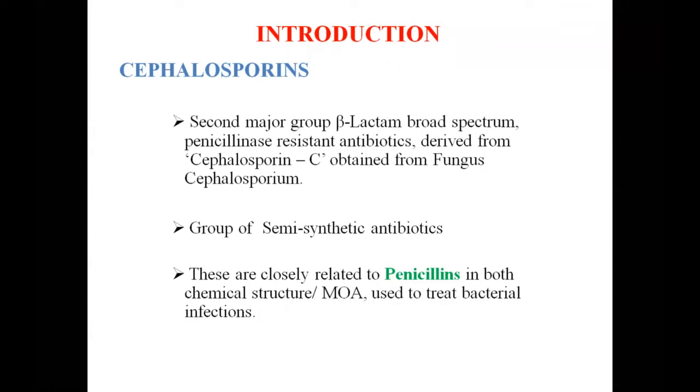So today we'll have a discussion of the first three generations of the cephalosporins, and in the next lecture we will discuss the fourth and the fifth generation in detail. So these cephalosporins, they are beta-lactam antibiotics, meaning thereby that they are closely related to the penicillins. In both, the chemical structure will have the beta-lactam ring, so they will be similar to the penicillin, and the mechanism of action of these cephalosporin group of drugs is also closely related to the penicillin. And both these drugs are used to treat bacterial infections.